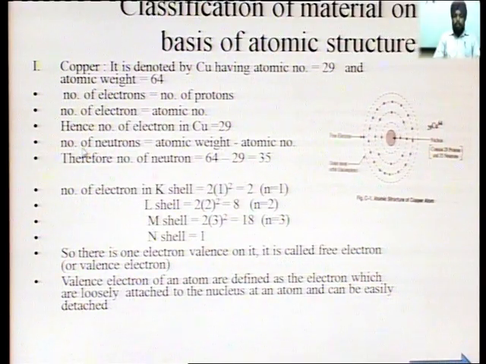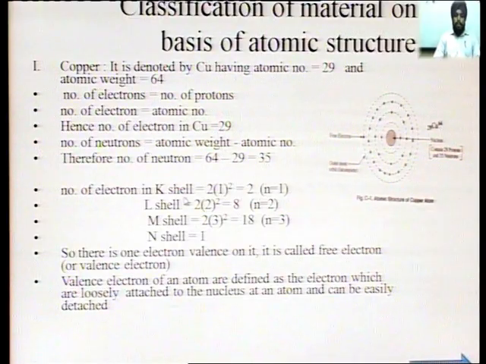Number of neutrons equals atomic weight minus atomic number. Atomic weight is 64, atomic number is 29. So the number of neutrons in the nucleus will be 35: atomic weight minus atomic number, 64 minus 29. 35 will be the number of neutrons present in the nucleus. Neutrons are electrically neutral. A proton has a positive charge and an electron has a negative charge.